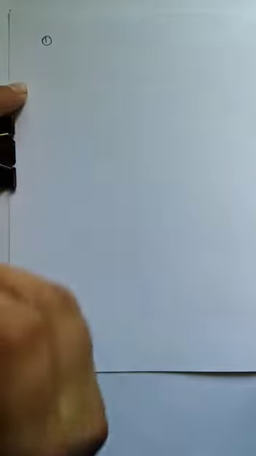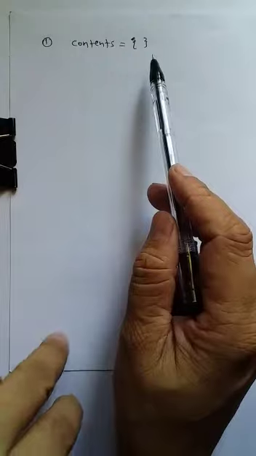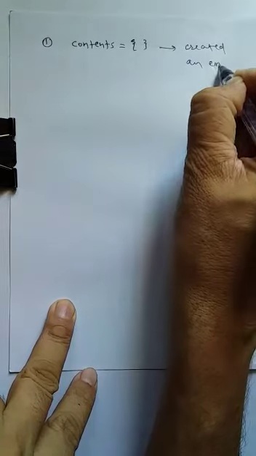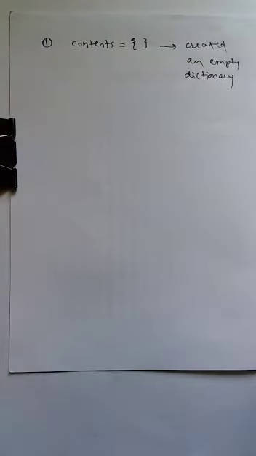Now, how to create a dictionary? Let us say the name of the dictionary is contents, the contents of our course. Contents equal to, here we are writing empty curly braces. So by this, contents equal to empty braces, we have created an empty dictionary.